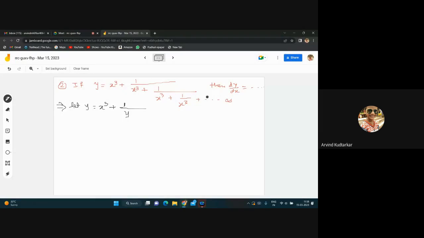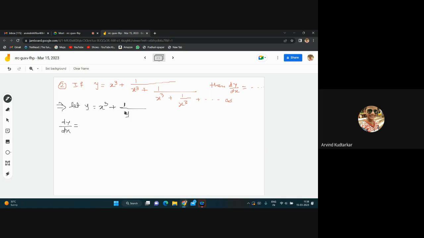But in this example, they require the value of dy by dx. So y is a function of x, meaning the whole term is a function of x. Also y is also a function of x. So differentiating on both sides with respect to x, what will happen? dy by dx.